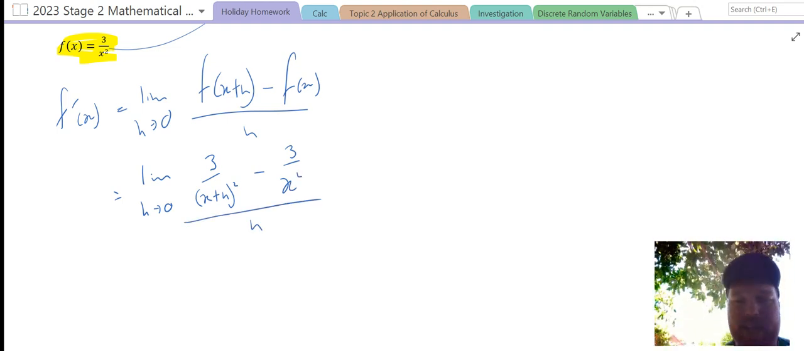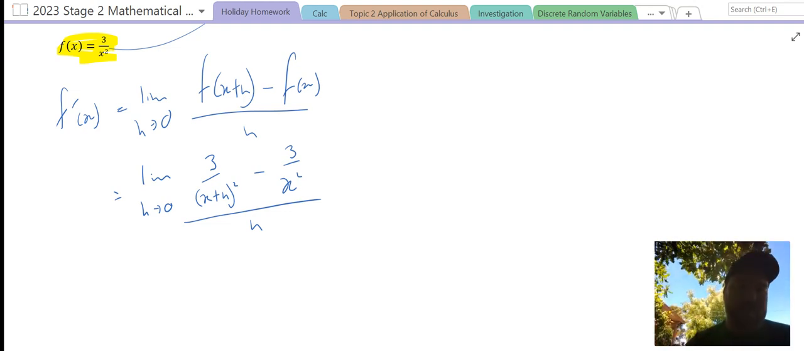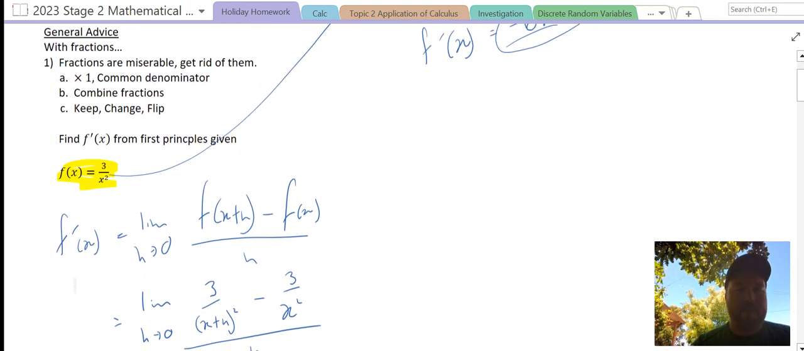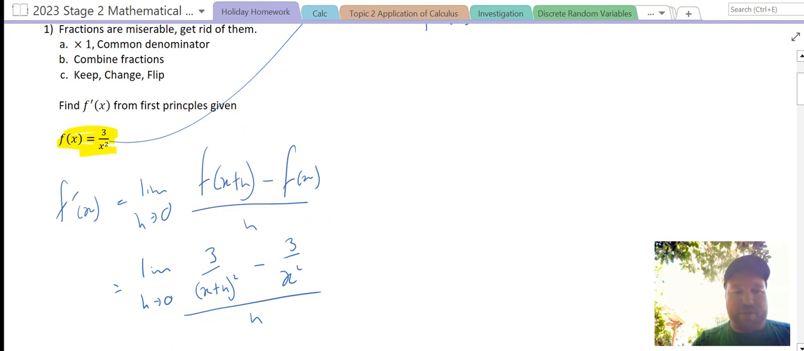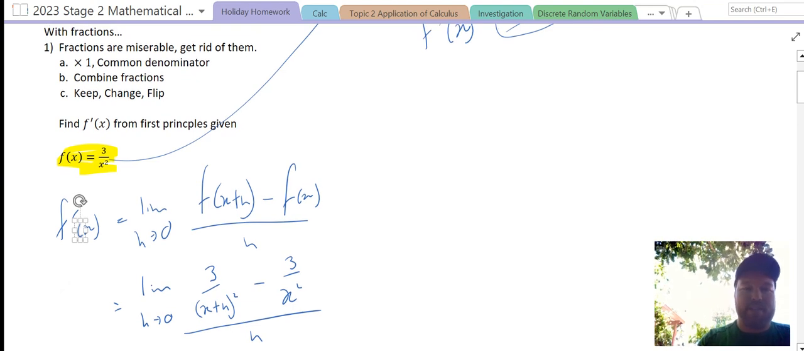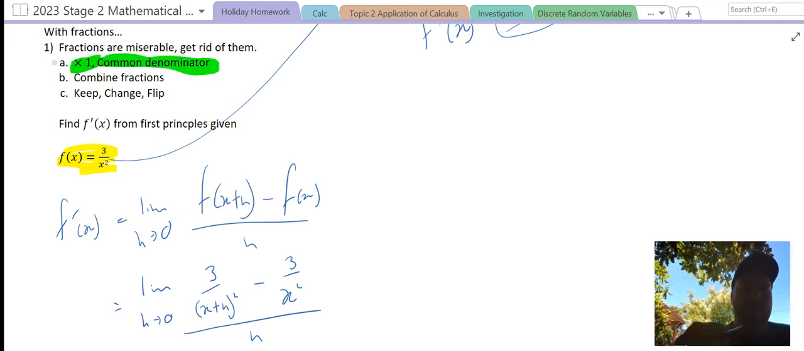Alright, now we've got to the bit where, to be honest, it's a little nasty. So here's the strategy. After we've earned our first mark by writing the formula and substituting into the formula, because we've got a fraction, generally our advice is fractions are miserable, so we're going to get rid of them. We are going to multiply by 1 in order to achieve a common denominator. Then we're going to combine the fractions and finally keep, change, flip.